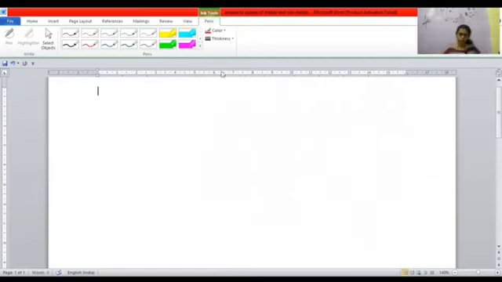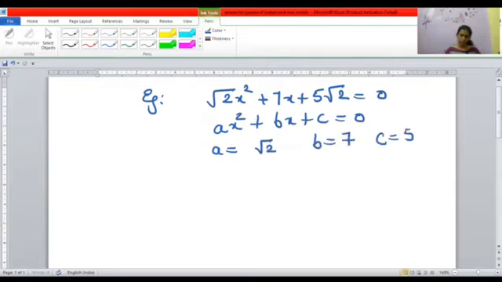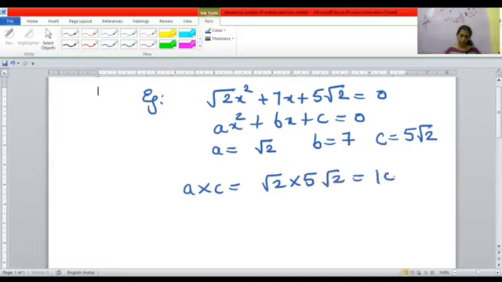Okay. So one more example I'm writing here. We have root 2 x square plus 7x plus 5 root 2 is equal to 0. Right? So initially what we are going to do, we are going to multiply the things. This is ax square plus bx plus c is equal to 0. Your a is square root 2, your b is 7, and your c is 5 square root 2. So your multiplication will be root 2 into 5 square root 2. So you are getting 10.